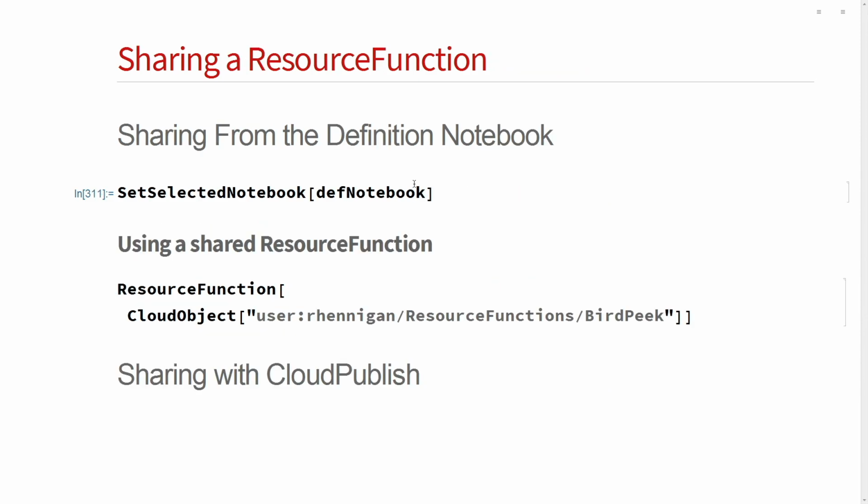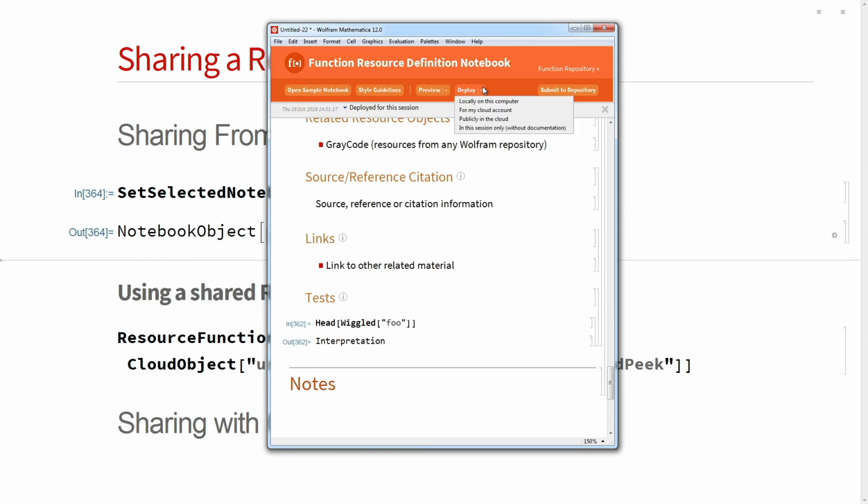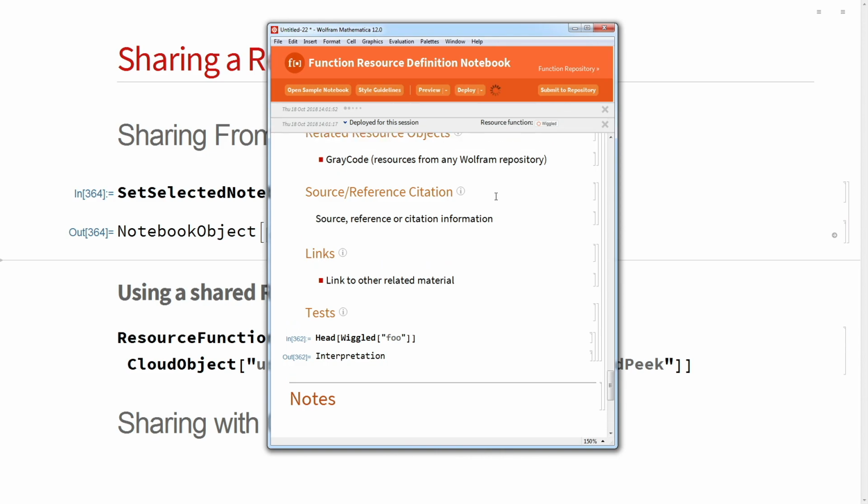The next thing you're going to want to do, now that you have this nice function with metadata and documentation, is share it. So the easiest way to do that, we go back to the notebook. We say deploy publicly in the cloud. It's going to chug on that for a minute. It's mostly spending time rasterizing those examples so that we can make a good web page.